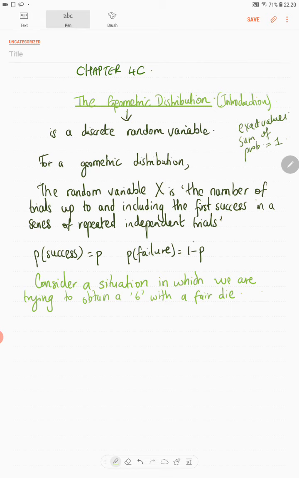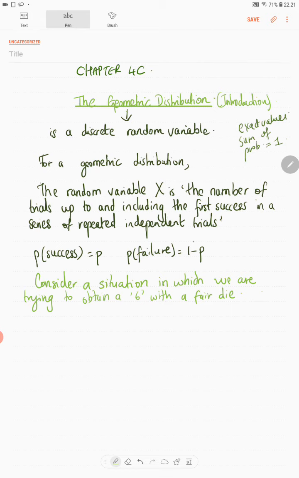Now let's see how a geometric distribution is defined. The random variable x is defined as the number of trials up to and including the first success in a series of repeated independent trials. So again, we have a trial, an experiment which is being carried out several times. The trials are independent, that is, the outcome of a trial does not affect the outcome for other trials. And here x is the number of trials up to and including the first success.